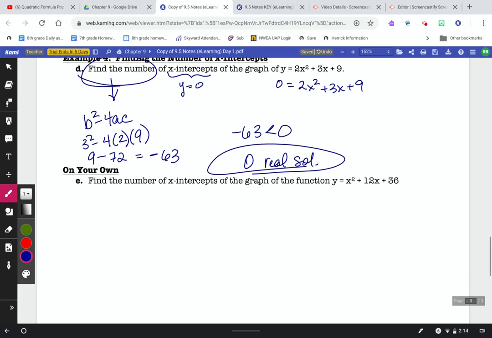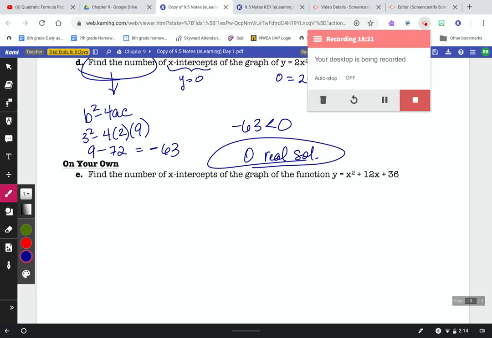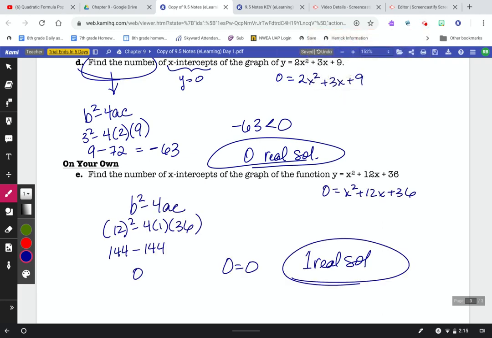All right, try the last one on your own. And when you're done, unpause the video, check your answers. And you should end up getting one real solution because 12 squared minus 4 times 1 times 36 is 0. 0 is equal to 0, one real solution.